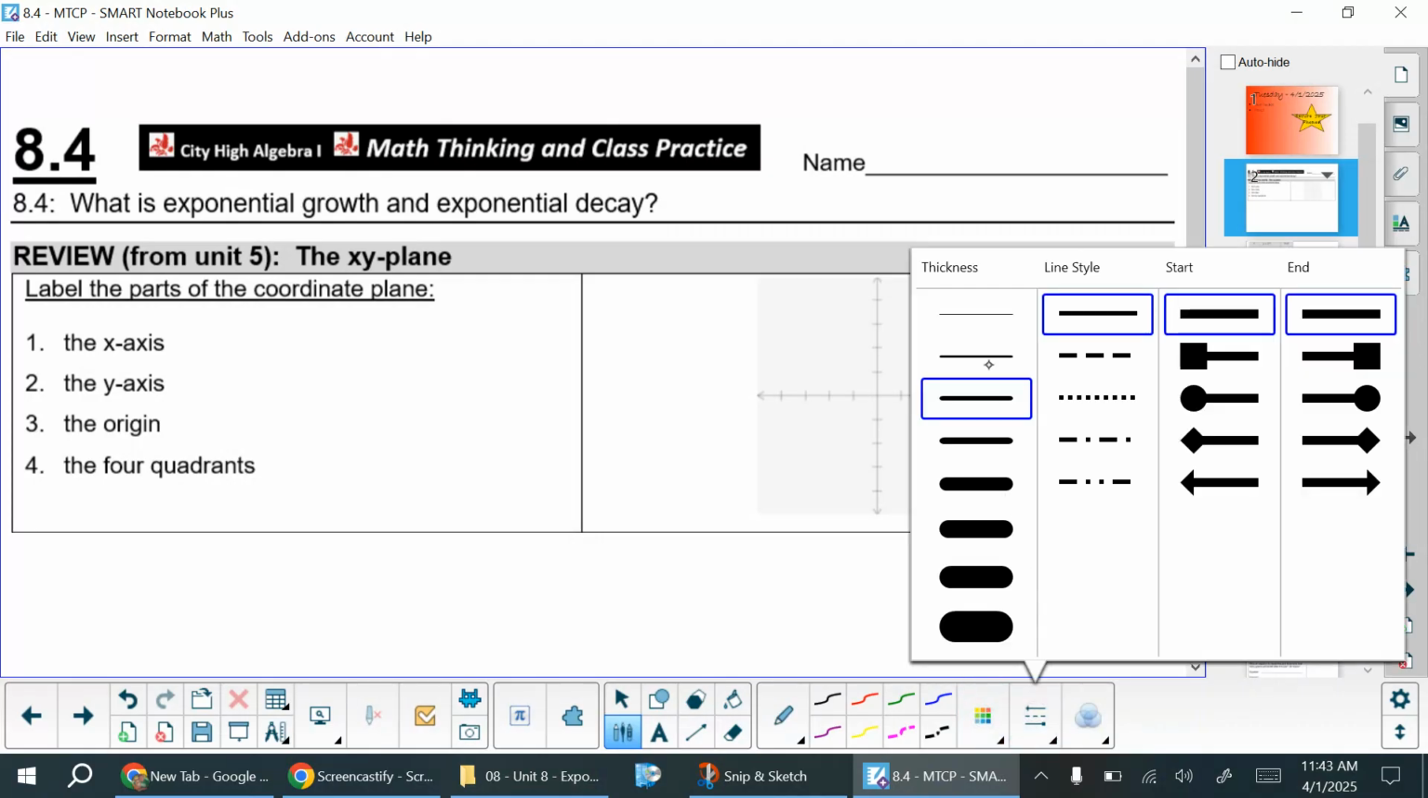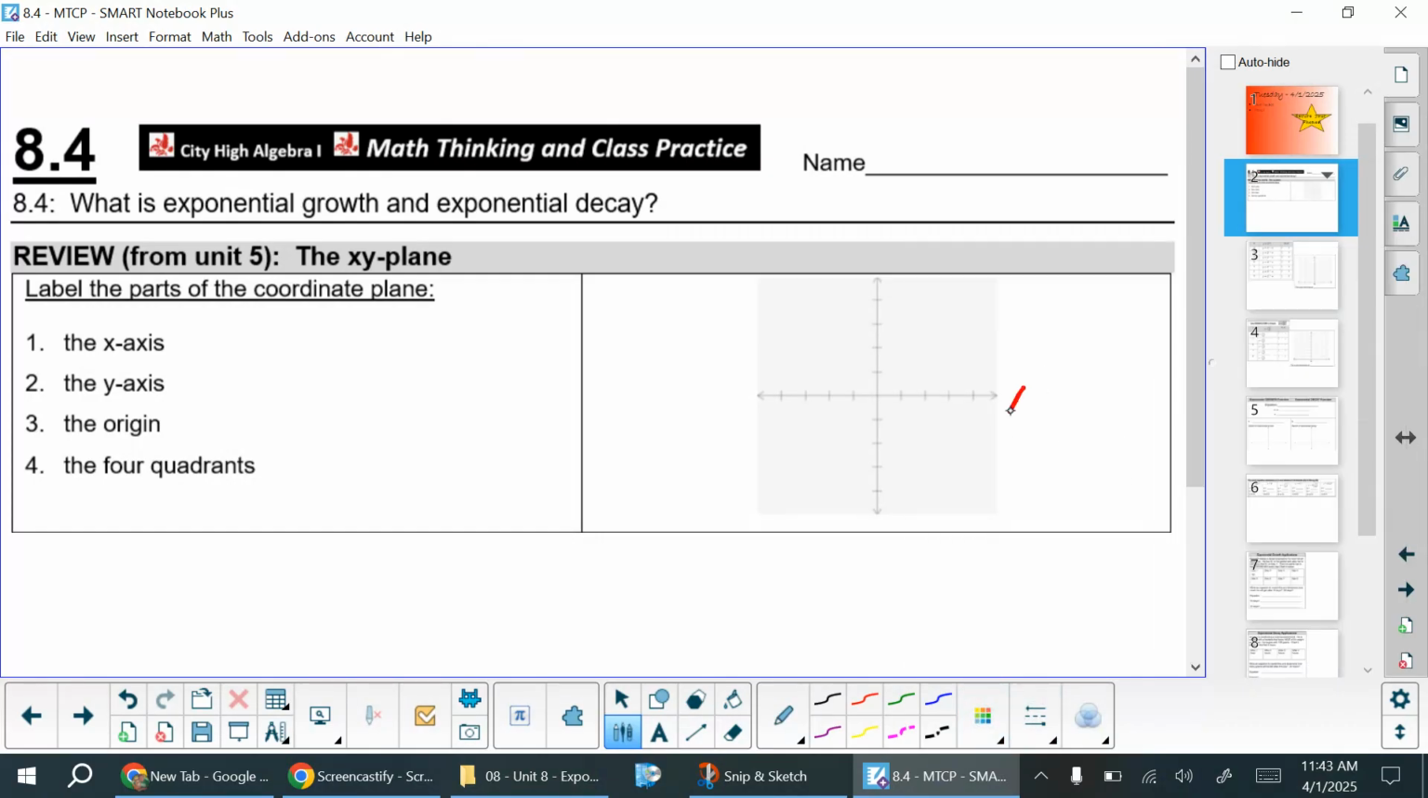If we were thinking about our x and y axis, remembering that this one is the x-axis going left to right, the y-axis going up and down, and then the origin is right in the middle there at 0, 0. And then for labeling our quadrants, we start here in the upper right-hand side and we go counterclockwise. So 1, 2, 3, and quadrant 4 down there.